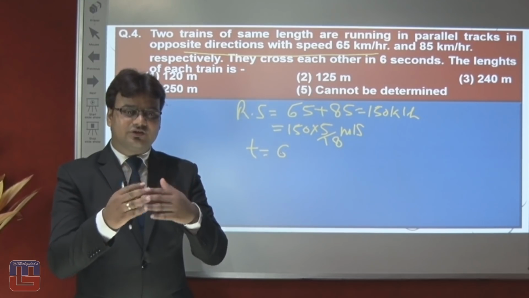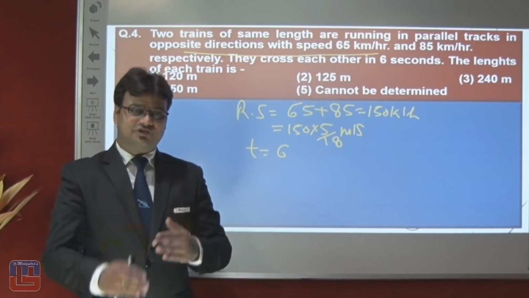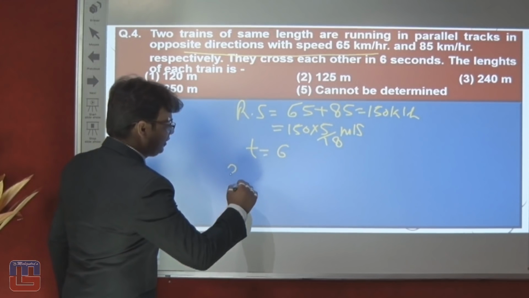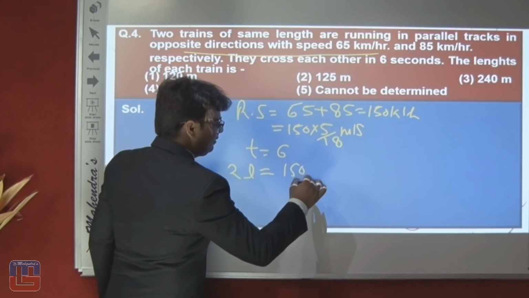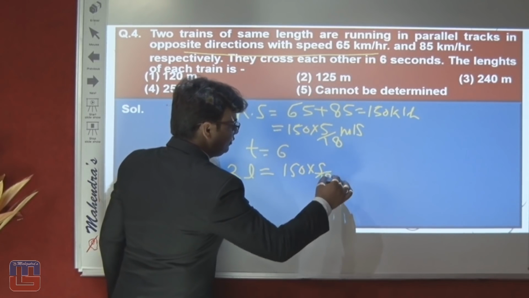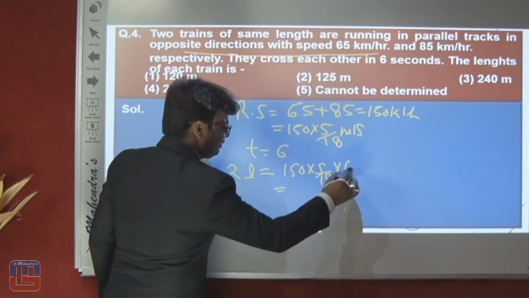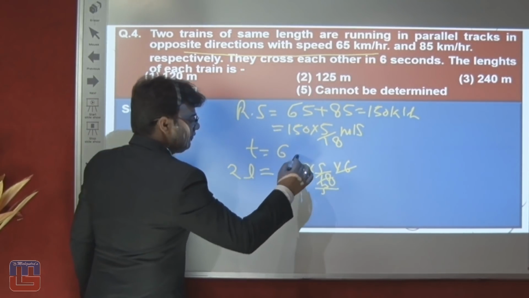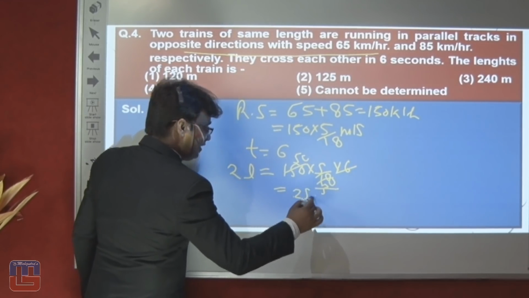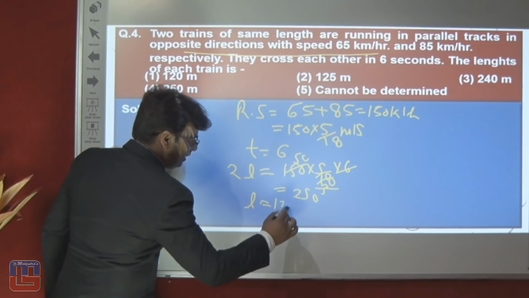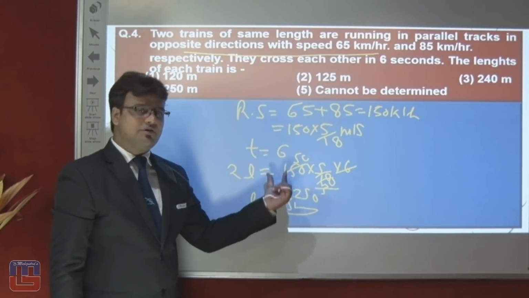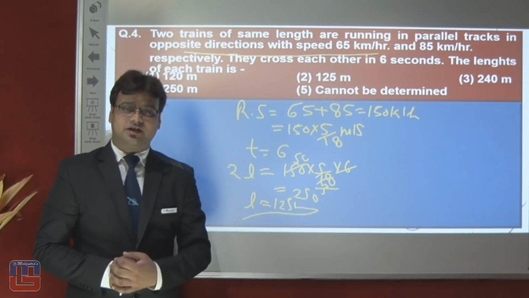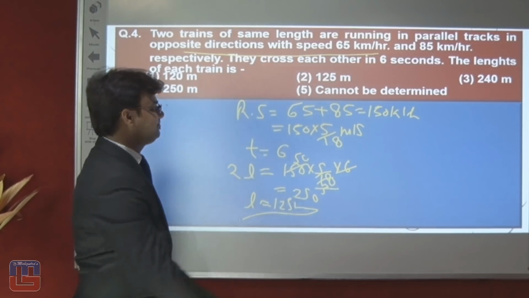That means in crossing, both train lengths are summed. Both trains are the same length, so 2L is equal to 150 into 5 by 18 into 6. Then we solve: 6 threes are 18, and 3 times 50 is 150, 5 times 50 is 250. That means the length of each train is 125 meters. See, it is available in our second option, so the correct answer is second.